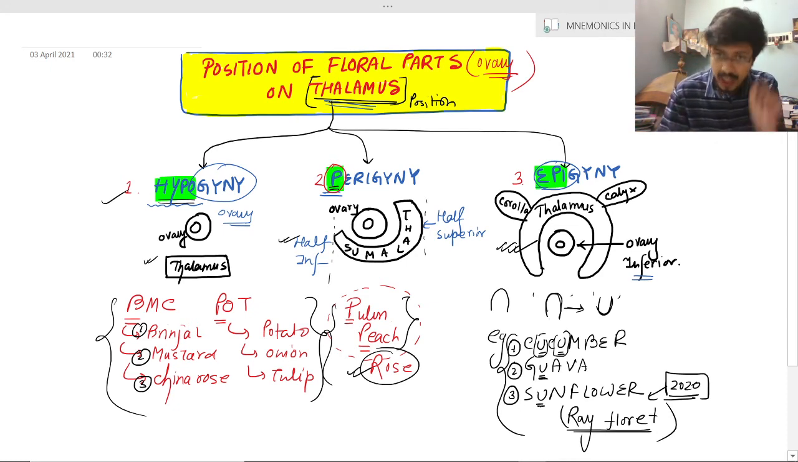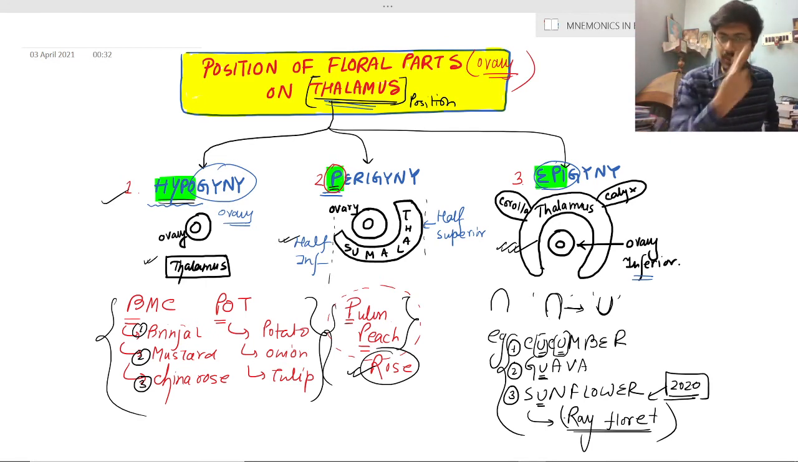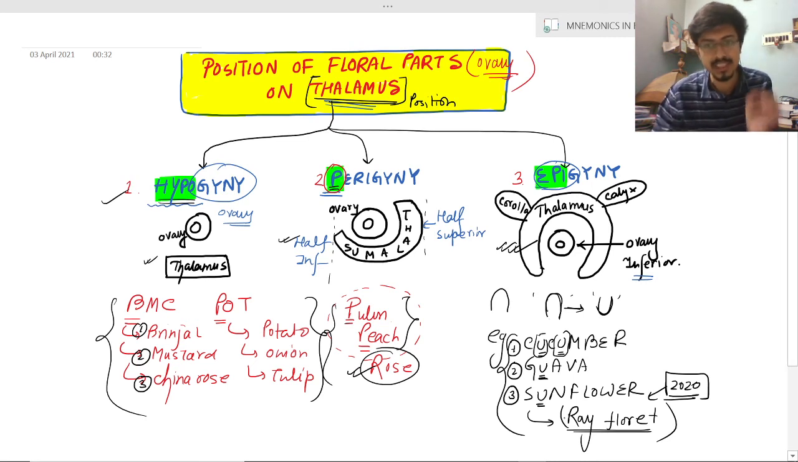The sunflower is also called a ray flower because the sepals and the petals are arranged in a ray form. This is circular and in ray form, so it is also known as a ray floret. This was a 2020 NEET question.